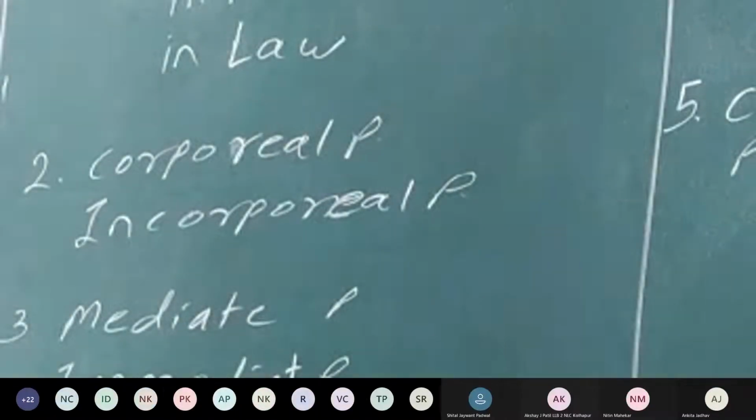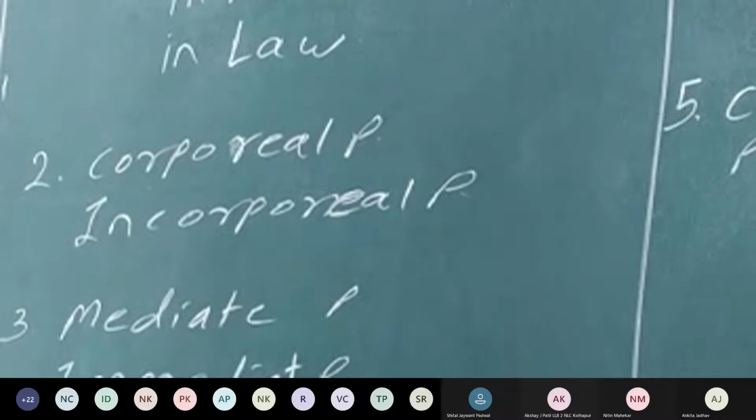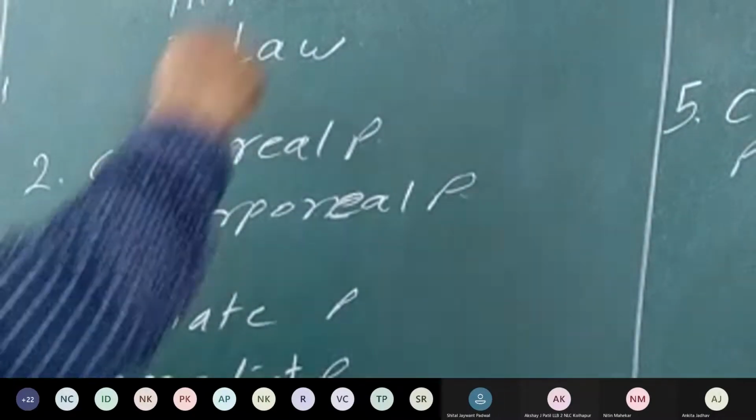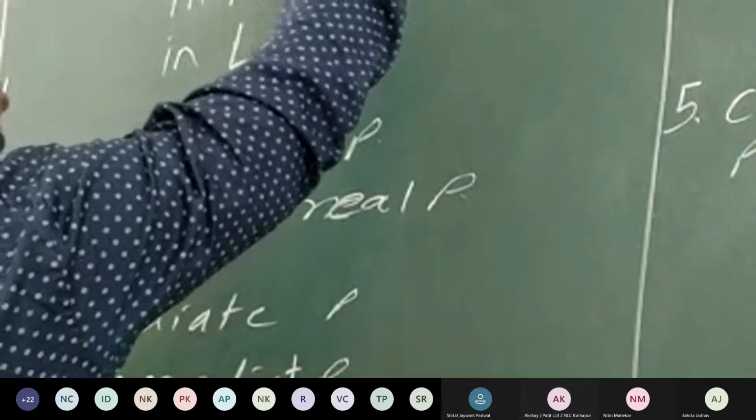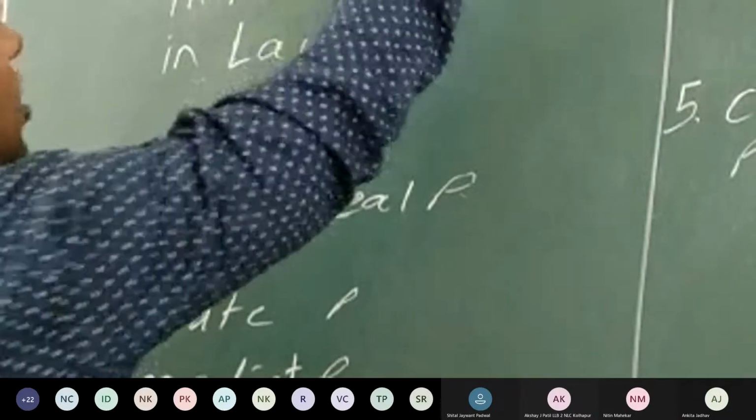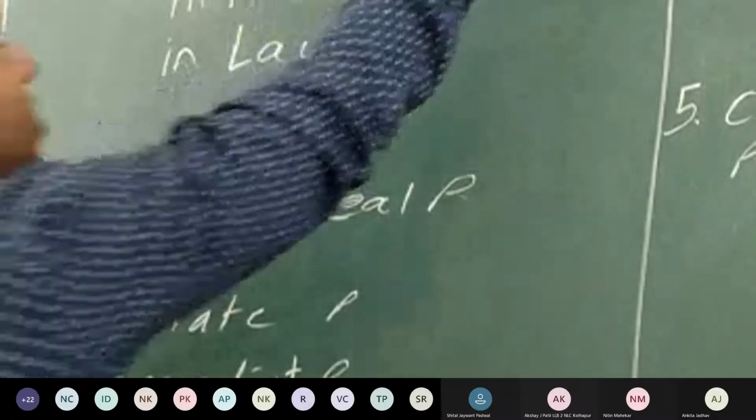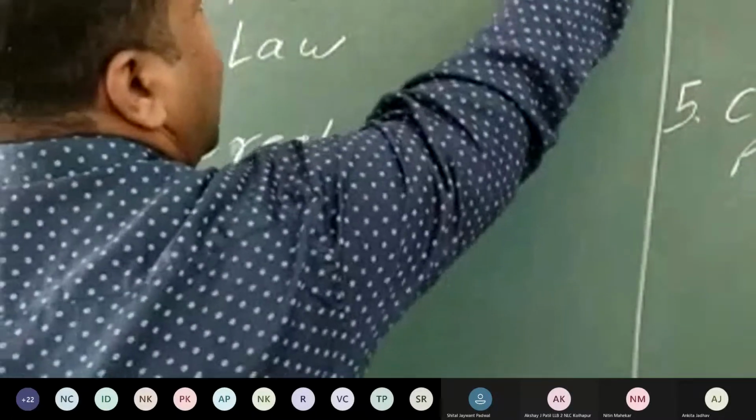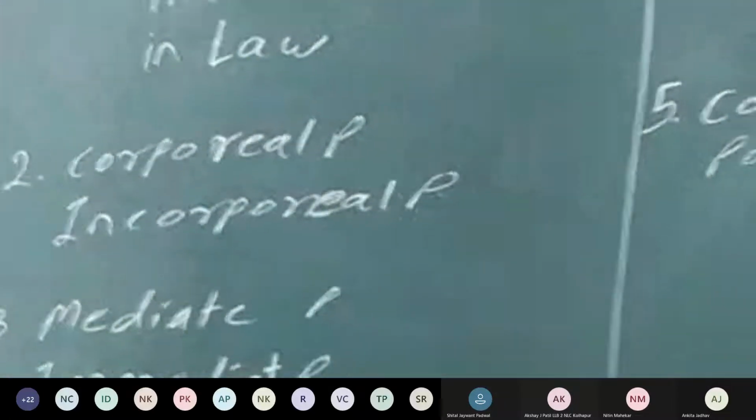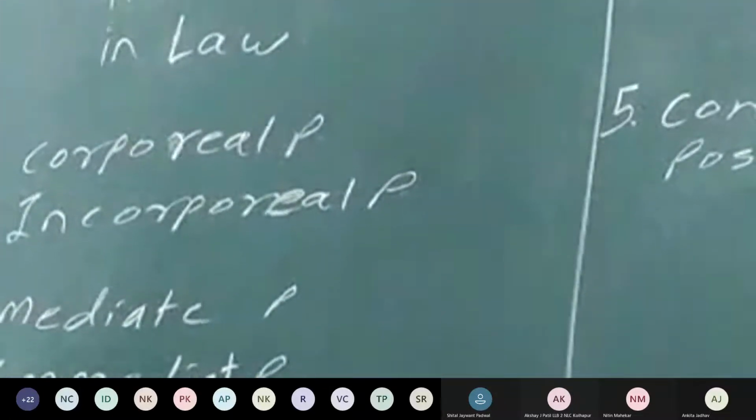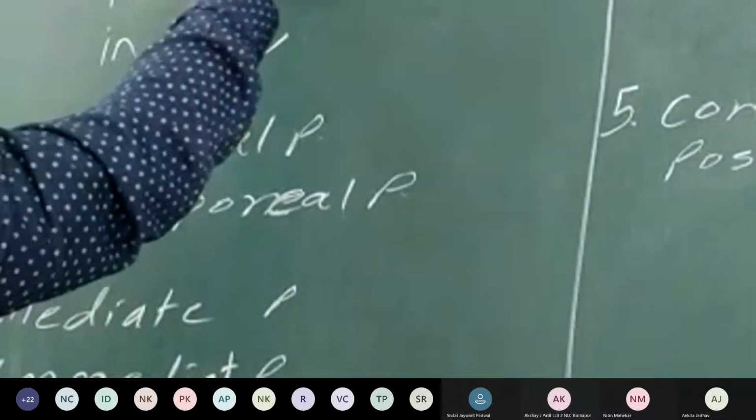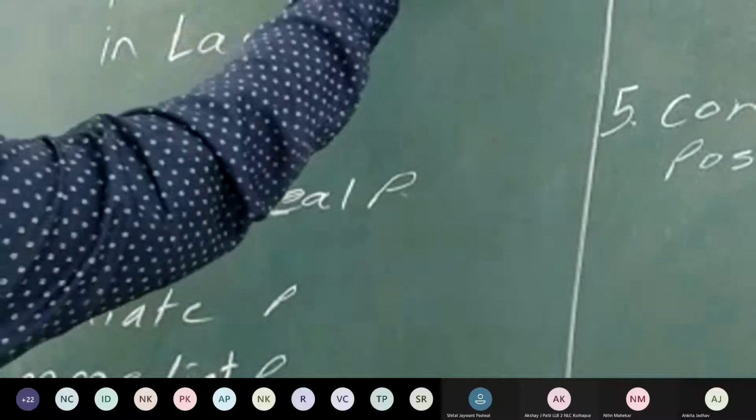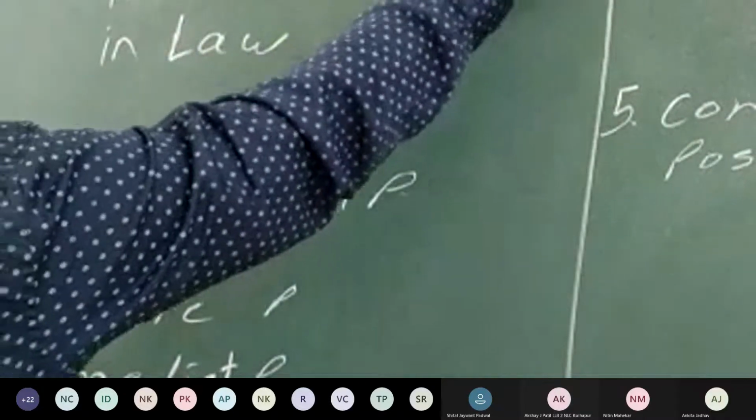We have seen the meaning and definition of possession. Possession has two elements: the intention to hold the property to the exclusion of another, and physical control over the material object. These two are the important elements of possession. Now we know that possession is a relation between man and thing.